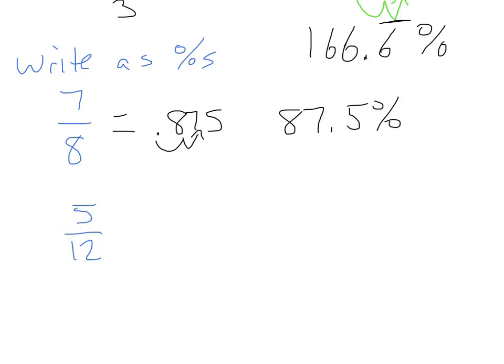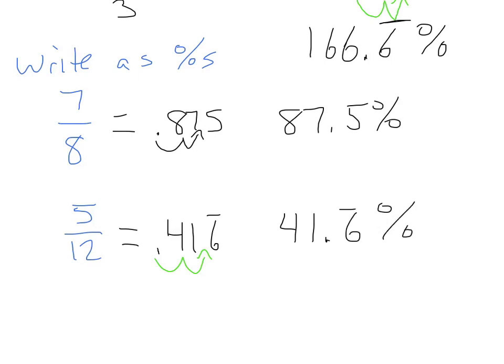Well, if you do 5 divided by 12, you're going to get this, 0.416 with the repeating sign over the 6. Okay, so what are you going to do with that to make it a percent? Well, remember, move twice to the right, and we're really left with 41.6 repeating percent. There you go.